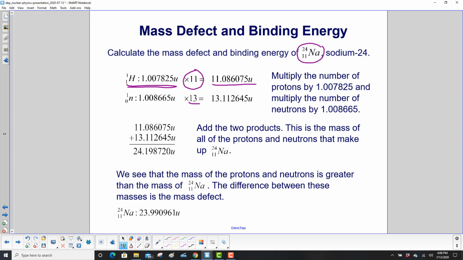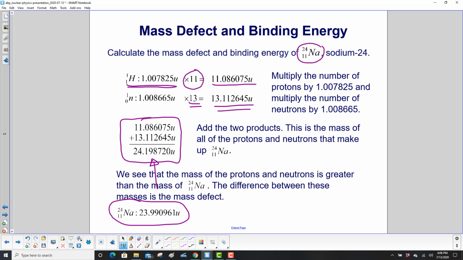Neutrons, multiply the neutron mass by 13, because that's how many neutrons you have, and then add them together. This is the mass of all the protons and neutrons that make up sodium-24. We see that the mass of the protons and neutrons is greater than the mass of sodium-24. Here's the mass of sodium-24, what is that, 23.99? Here's the mass of its constituent neutrons and protons.